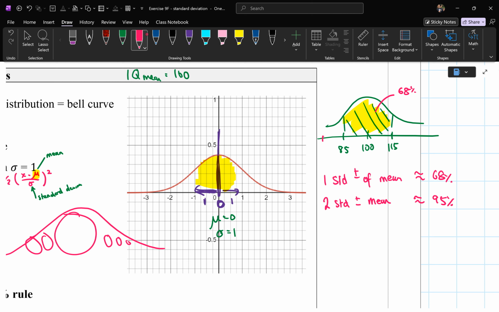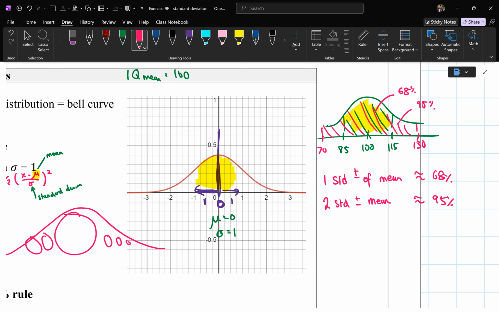So if I went another 15 on either side, you're now getting an IQ of 115, 130, and then another 15 down, that's 70. Yes, it is 70. This is now 95% of your data. Okay?